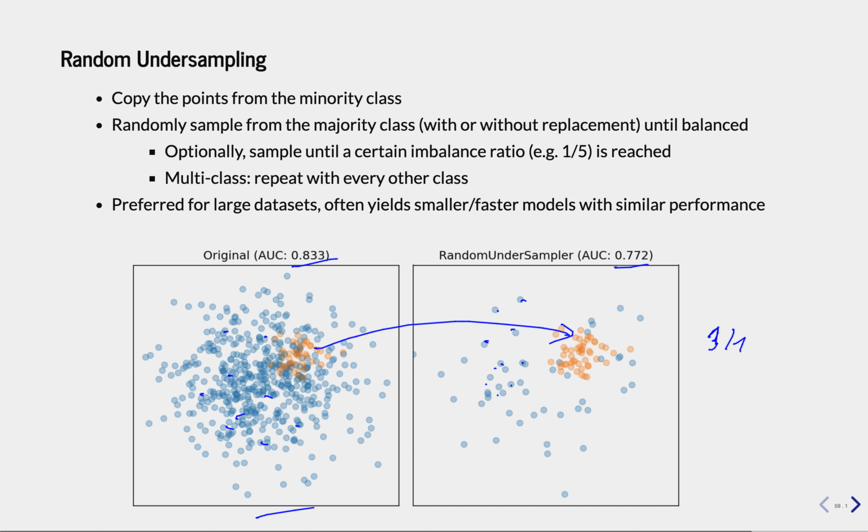But if you have a large data set, you probably have a lot of points you don't really need. And in that case, first of all, you may get even better performance, or you may end up with a much faster model because you needed fewer points to train, so your models will be faster to train and may have similar performance.